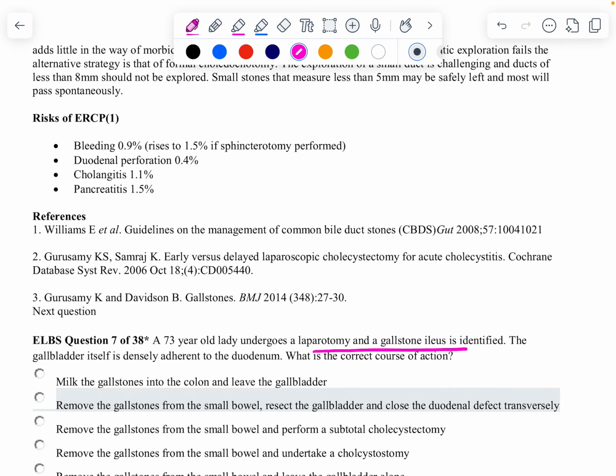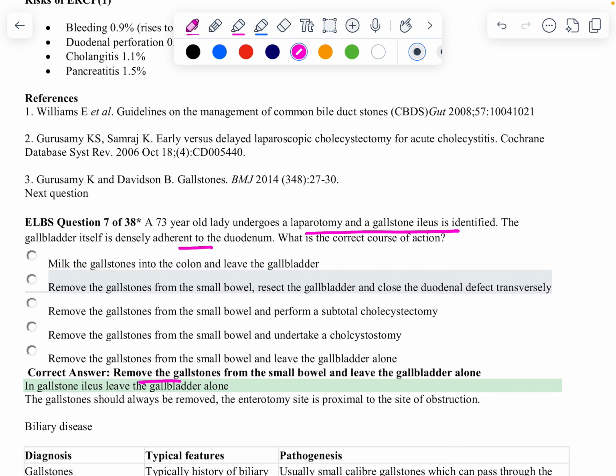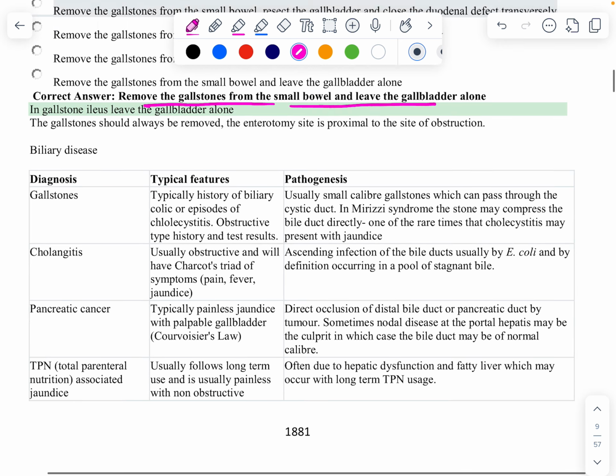A 73-year-old, at laparotomy, gallstone ileus is identified, and the gallbladder itself is densely attached to the duodenum. What is the course of action? Milk the gallstone: no. Remove the gallstone from the bowel and resect the gallbladder, closing the duodenal defect transversely: no. Remove the gallstone from the small bowel and leave the gallbladder alone: yes. In gallstone ileus, the gallbladder should not be removed. Remove the gallstone only. Okay.